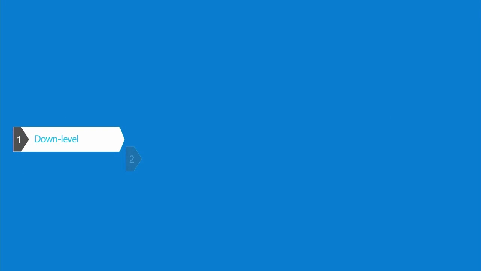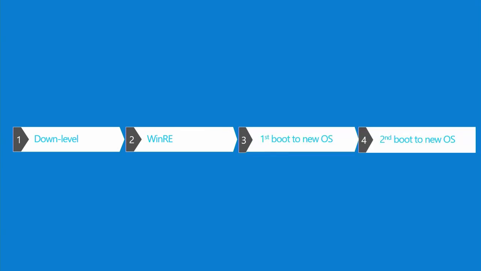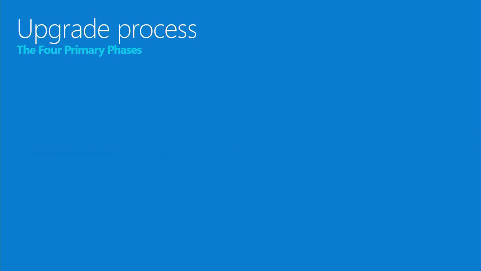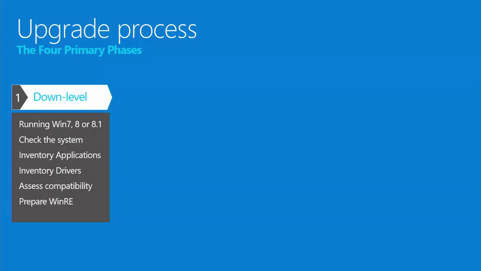So down level, let's talk about the details that are going into that, then Windows RE, then the first boot, then the second boot. First in down level, we will be running in the current OS. We'll check the system to make sure it meets the minimum requirements. We'll collect an inventory of applications, drivers. We'll compare that against a compatibility database.